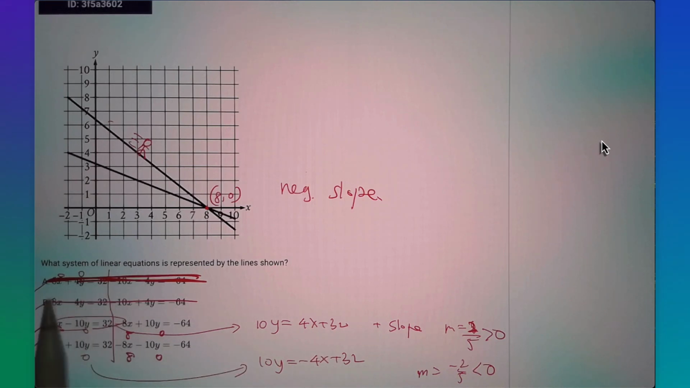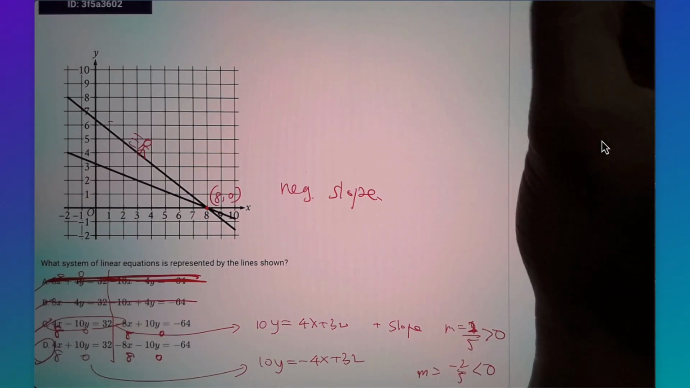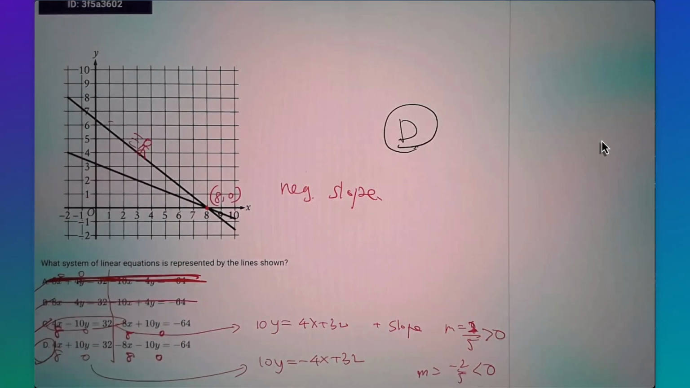Knowing positive or negative slope, you should eliminate the one that shows a positive slope. Therefore, the correct answer should be D.